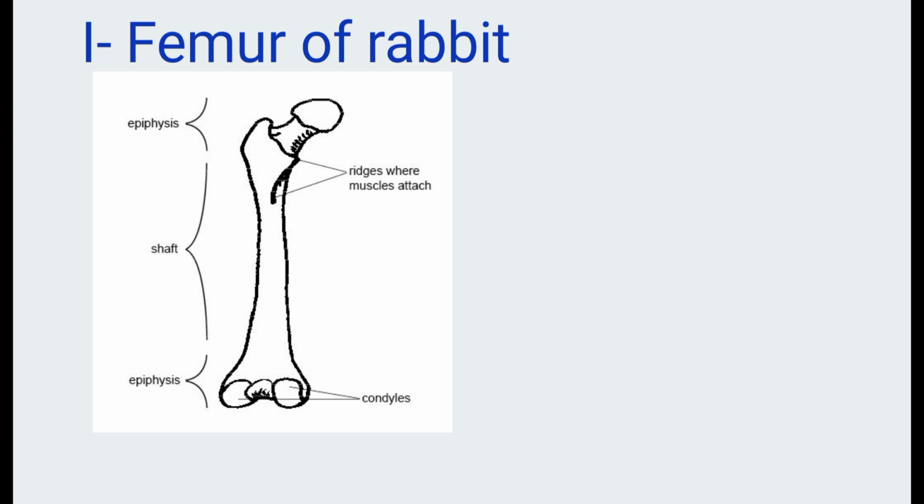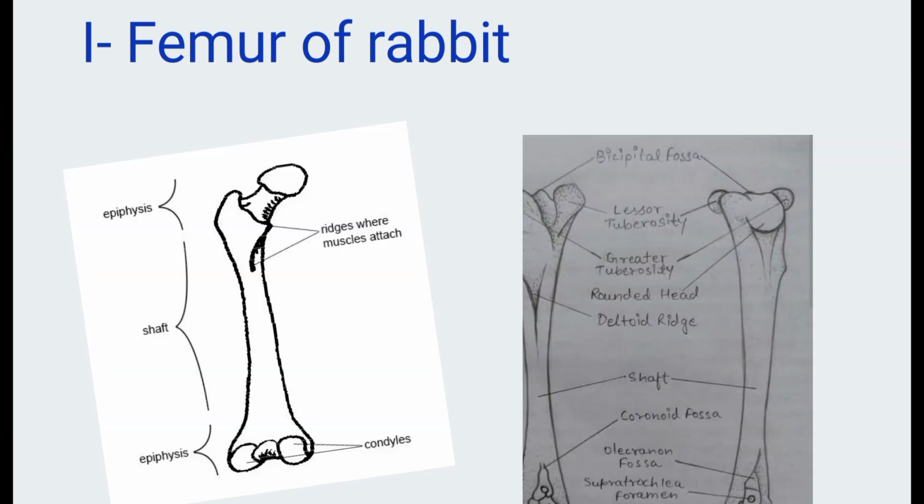Finally, let's talk about the difference between the both of them. I mean the difference between the humerus and femur of rabbit. Humerus supports movement and flexibility, while femur bears weight, provides stability, and enables powerful movements.